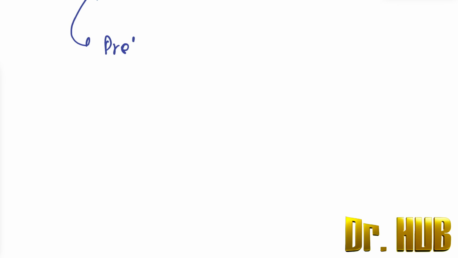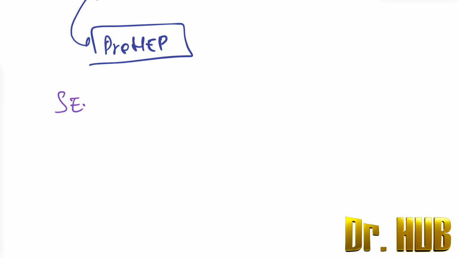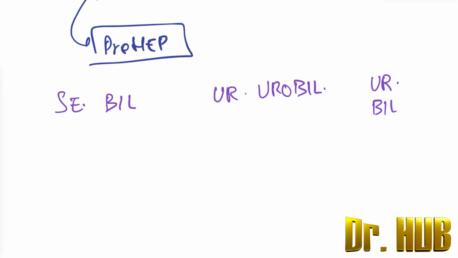Jaundice and its types. So starting with the type of jaundice, that is pre-hepatic. So what are the serum bilirubin, urine urobilinogen and the urine bilirubin? These are the main components. First component we are going to see is serum bilirubin. Next is the urine urobilinogen. And last component will be the urine bilirubin.